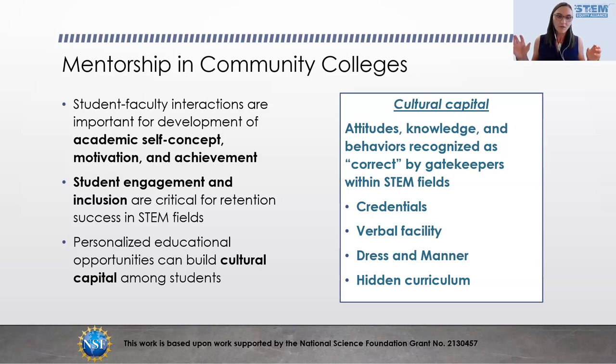Because we're talking about helping students succeed in STEM fields, we're really talking about the culture that surrounds STEM. So we're not talking about the different individual cultures that surround our social networks and our social backgrounds. We're talking about what is considered to be correct within the field of STEM. So some examples of that, one of those things is credentials, right? Having a degree is needed to succeed in STEM fields, but that's not the only thing that's needed, right?